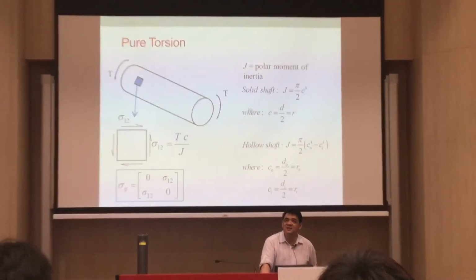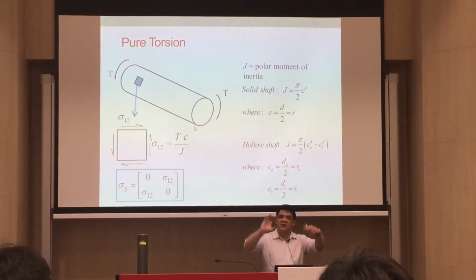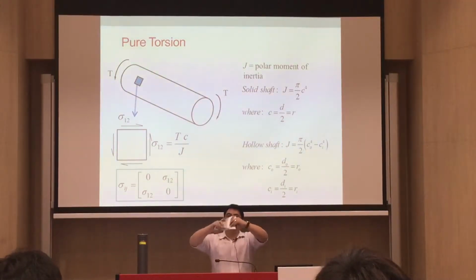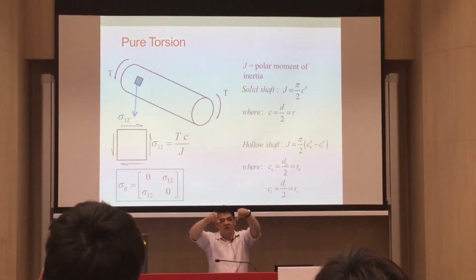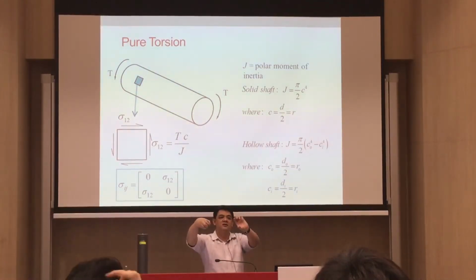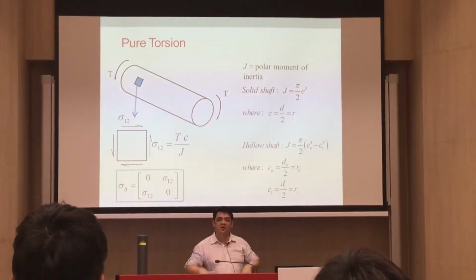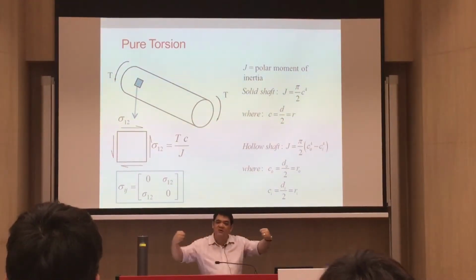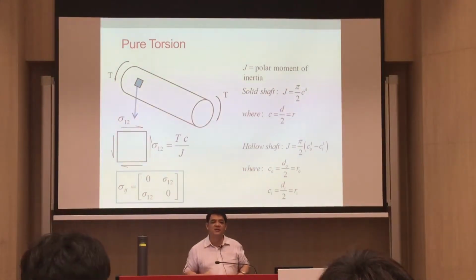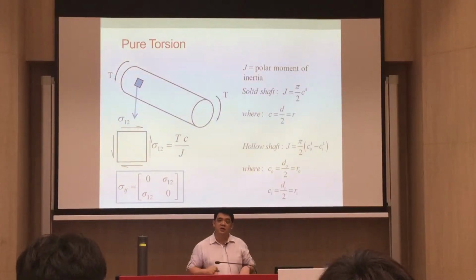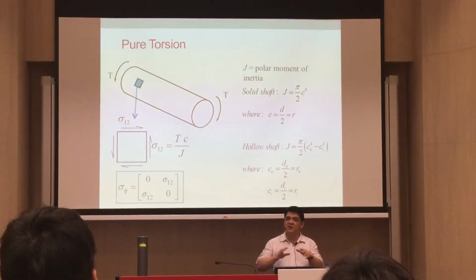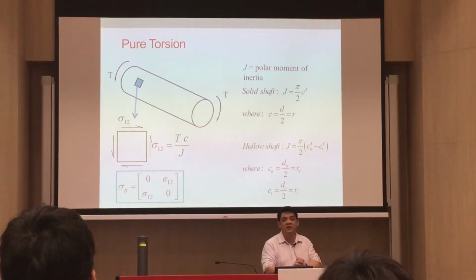So that's the slide. Now, what about if it's pure torsion? You're trying to twist this one, so it's all shear. No normal stresses acting on that element. So of course, your normal stress components will be 0. So take note of this. As you can see now, we can actually simplify our analysis to 2D rather than 3D.